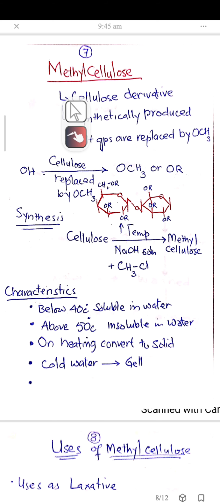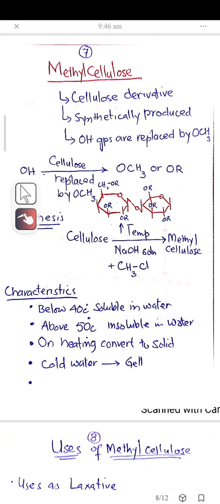Methyl cellulose is actually a cellulose derivative synthetically produced, and if the OH groups of the cellulose are replaced by OCH3 group, that is called methoxy group, then that will be called methyl cellulose. So simply these are the cellulose derivatives synthetically produced in a lab, and when all the OH groups or some of the OH groups are replaced by OCH3 group or methoxy group, then that will be called methyl cellulose.